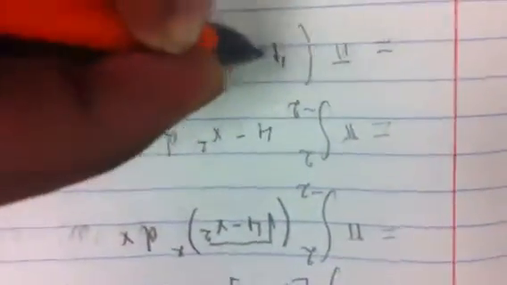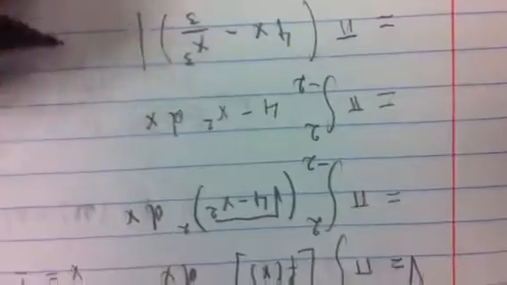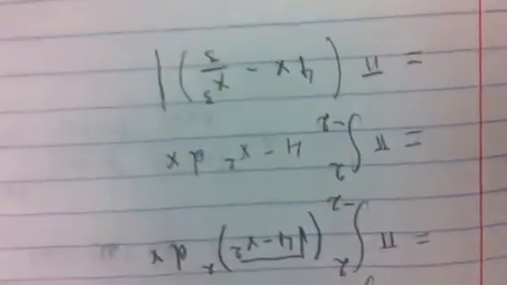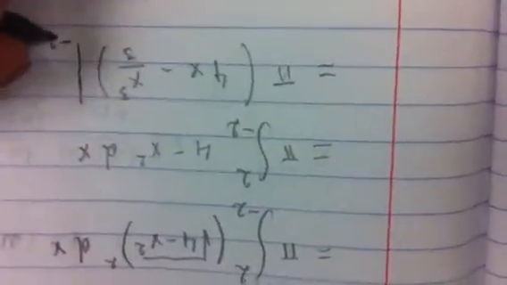Right? So now that's equal to the antiderivative of 4, which is 4x. And the antiderivative of x squared is going to be x cubed over 3, because you add 1 to the exponent and divide by whatever you get. Right? And you evaluate that from negative 2 to 2. We can just keep the pi on the outside.